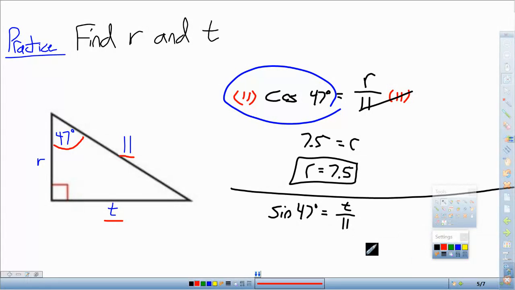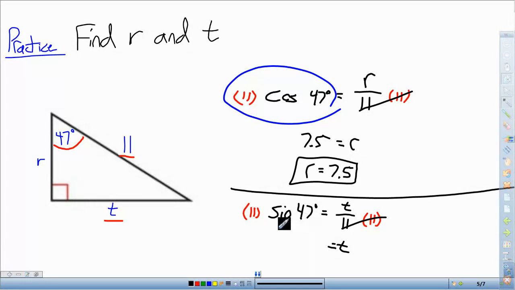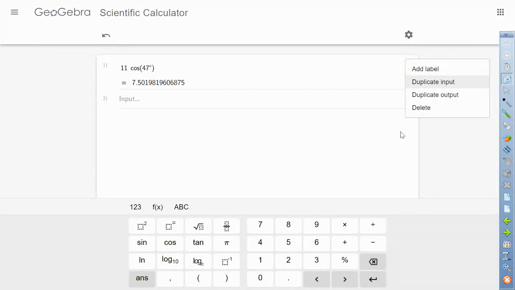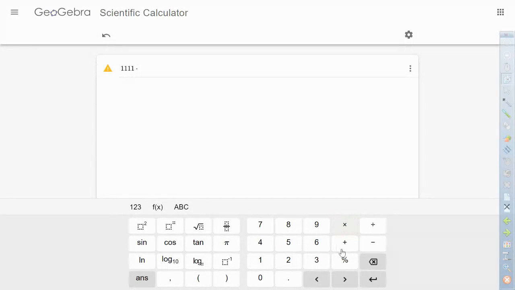You guys might notice in the last couple examples, our variable ended up in the numerator. That's not always going to happen, so just be careful. Don't always assume it's going to end up there. But multiplying by that denominator, we're getting T on the right, and on the left, 11 times sine 47. Let's go ahead and do it. 11 times sine 47. It looks like we're getting 8.04, so that's just going to round to 8.0.